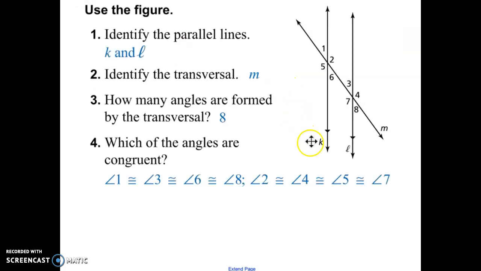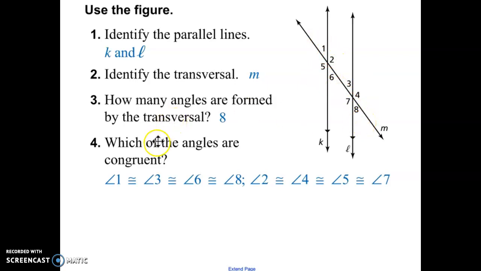Okay, so identifying the parallel lines. The parallel lines are K and L, as it says over here, and I know that because this little arrow down here by the K, and this little arrow here, tell me that those two are parallel to each other. They will never touch, they will never get any closer together or any farther apart. They will remain on that line forever. The transversal is cutting the two parallel lines, so that is our line M. And then how many angles are formed when we do that? We have 8 of them. So 1, 2, 3, 4, 5, 6, 7, 8.